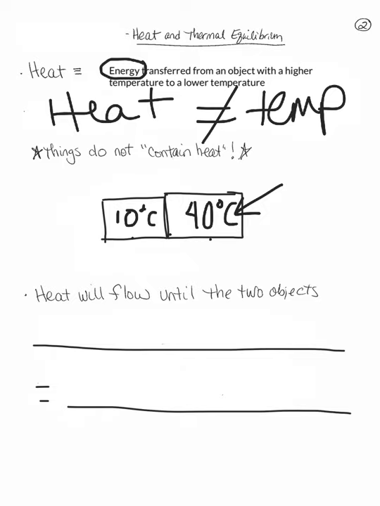Now, what do I mean by heat? Heat is the energy that's transferred. That's the heat, that there's energy that's transferred from this guy to this guy. In order for heat to flow, there has to be some thermal contact between these two things. So there has to be some way for the heat to flow, and we'll talk about the different ways that heat can flow next.